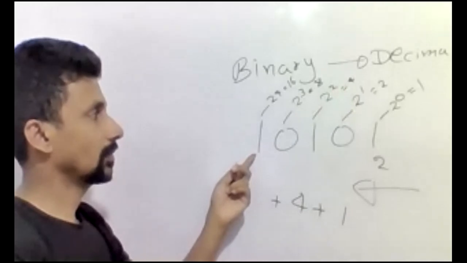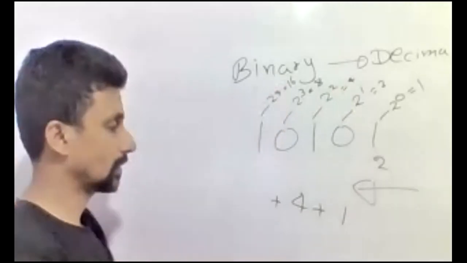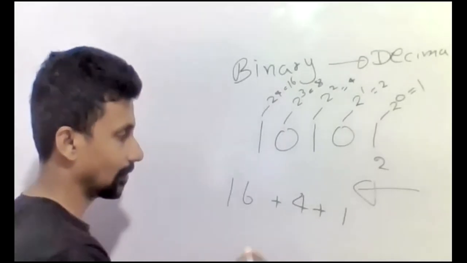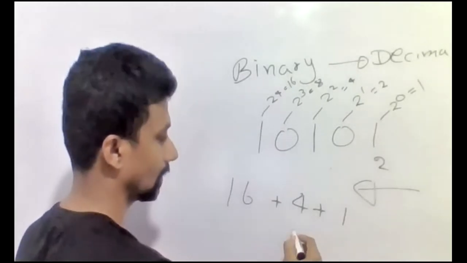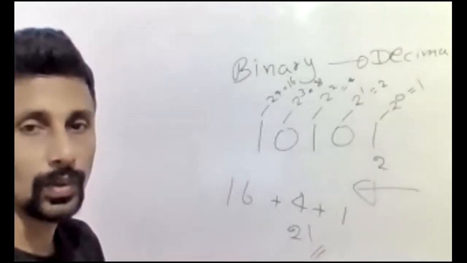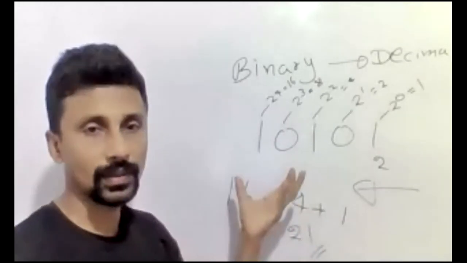Here there is a 1, and the value for it is 16. Right? So you can add them together: 21. So your answer is 21. This is the way of doing that.